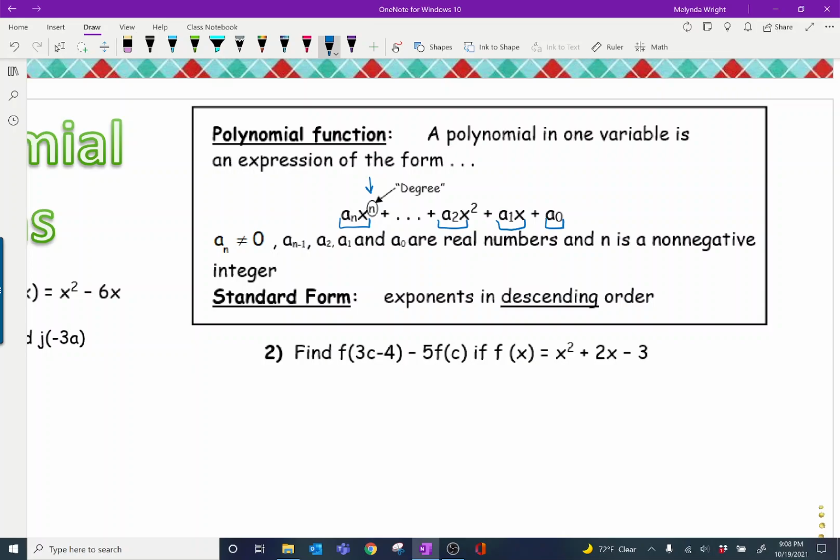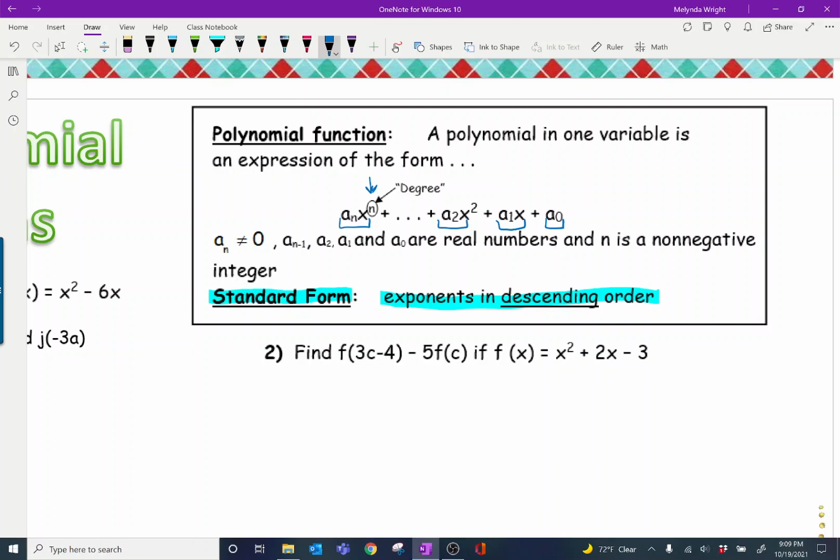So if our polynomial is in standard form, that means that the exponents are in descending order. Then once we get it in that order, in descending order, we would look at the first term, which would of course have the highest exponent, and that would be the degree. So if the highest exponent was 5, this would be a 5th degree polynomial.